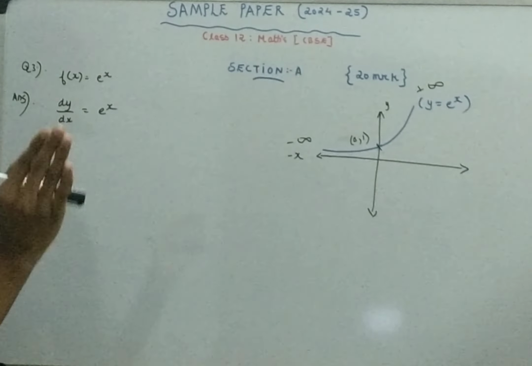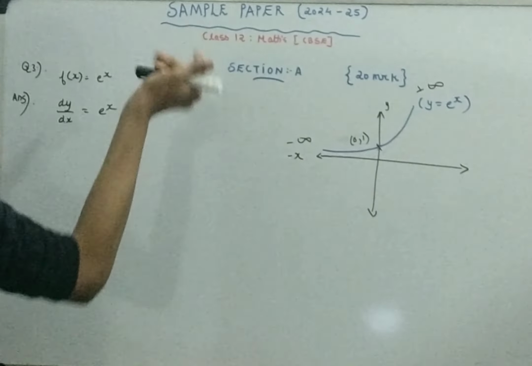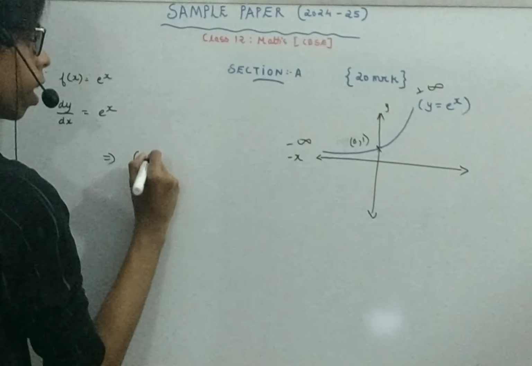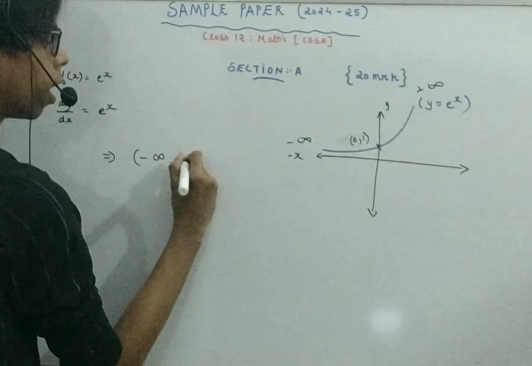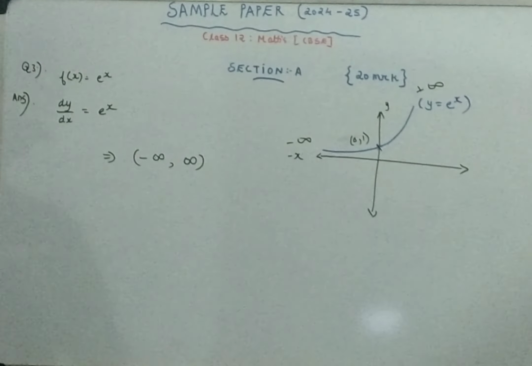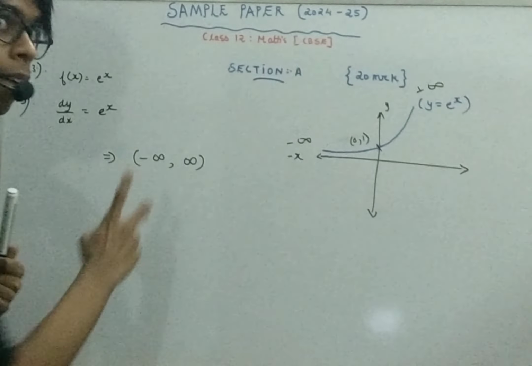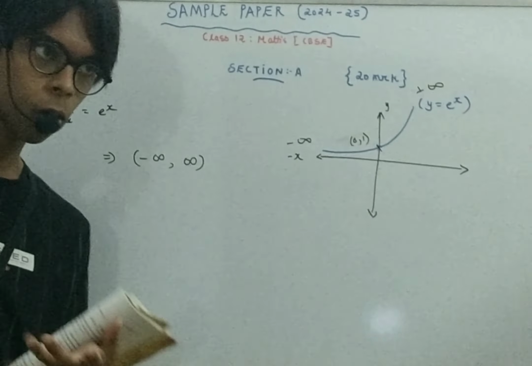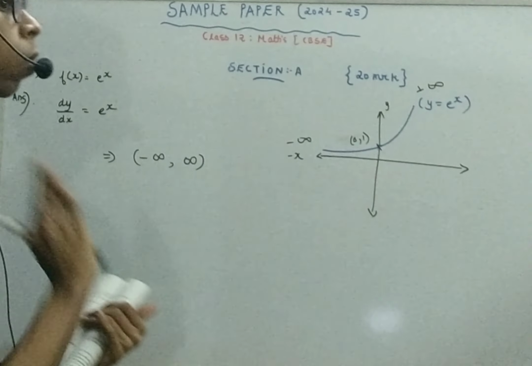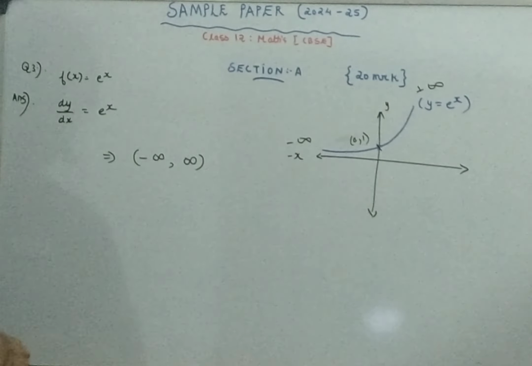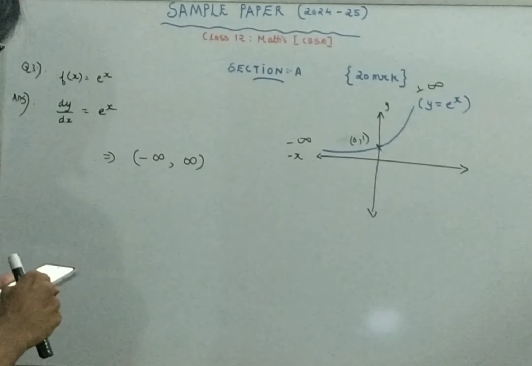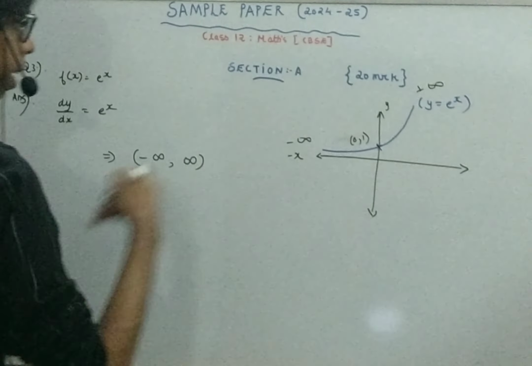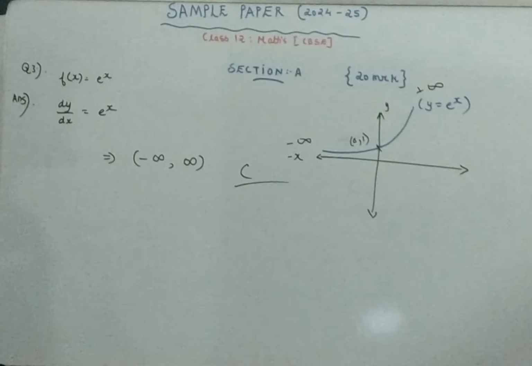So what will be the interval in which e raised to x will be lying? Yes, it will be lying in the open interval minus infinity comma infinity. Now why am I using an open interval? Because infinity is something which we cannot define. We cannot bound it inside a particular closed interval. Minus infinity to infinity. So now if you see in the options, option number C, minus infinity to infinity, is the correct answer. I hope it is clear.